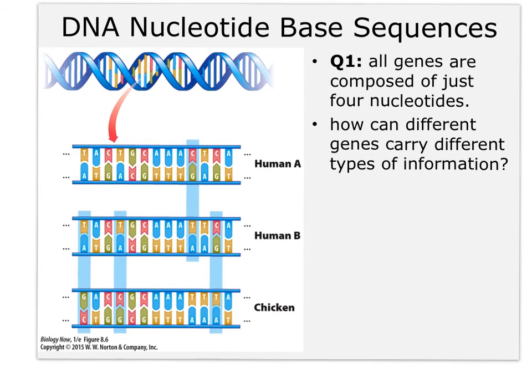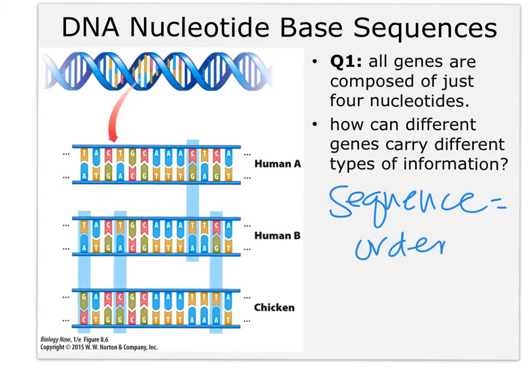So, if all genes are composed of just 4 nucleotides, how can different genes carry different types of information? Well, it's about the sequence. Which sequence do I mean? The order of nucleotides. How many A's, how many T's, how many G's, and how many C's, and in what order?